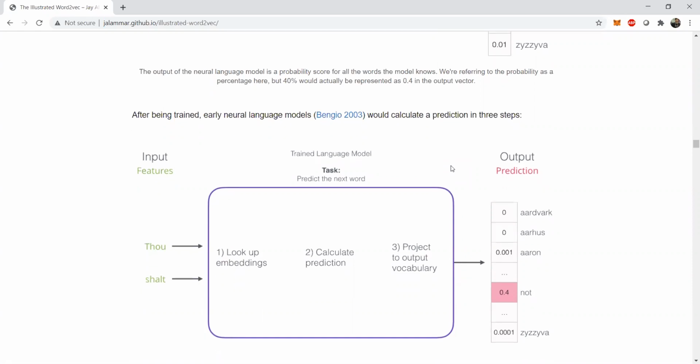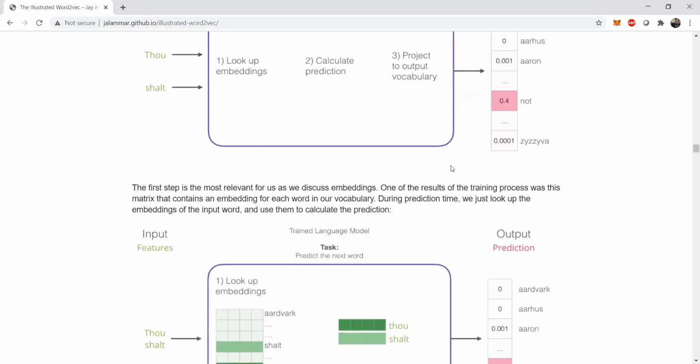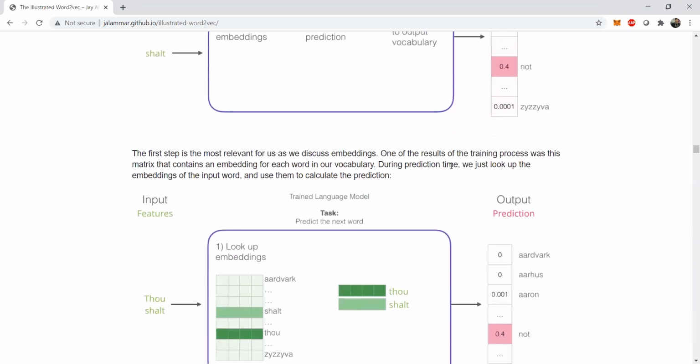So the first step is lookup embeddings. The second step is calculating the predictions. And the third step is project to the output vocabulary. The third step is very, very important and is very memory intensive and computationally intensive. So we will be looking at this towards the end, where there are special features available on it, right? Now, moving forward, the first step is discussing embeddings, the most important part, which we are discussing now.